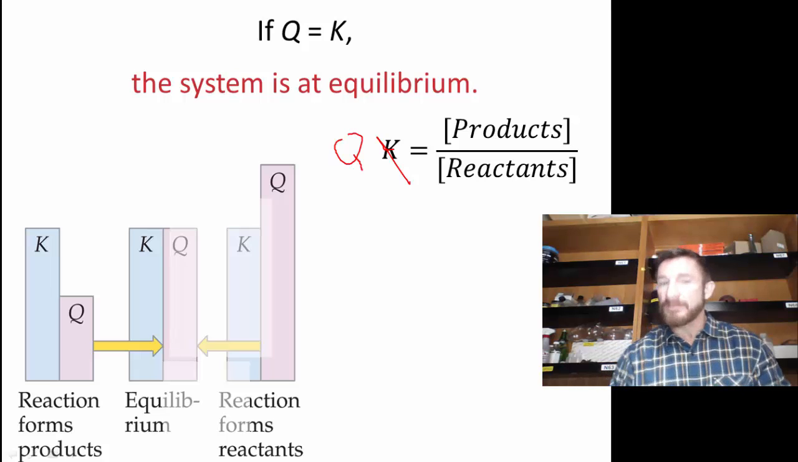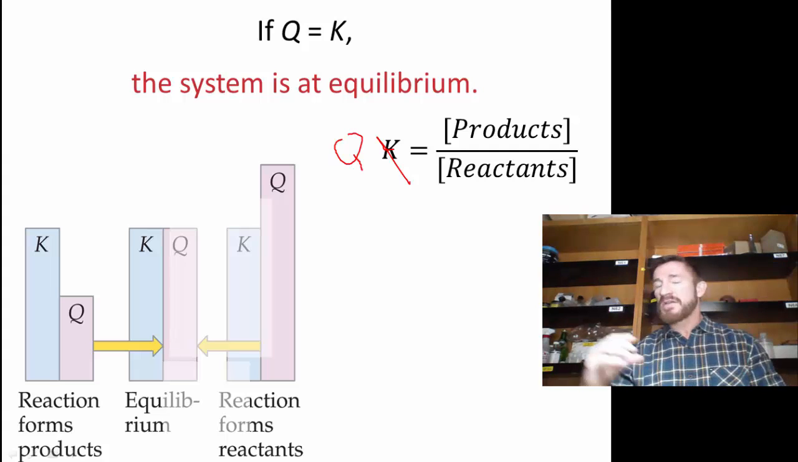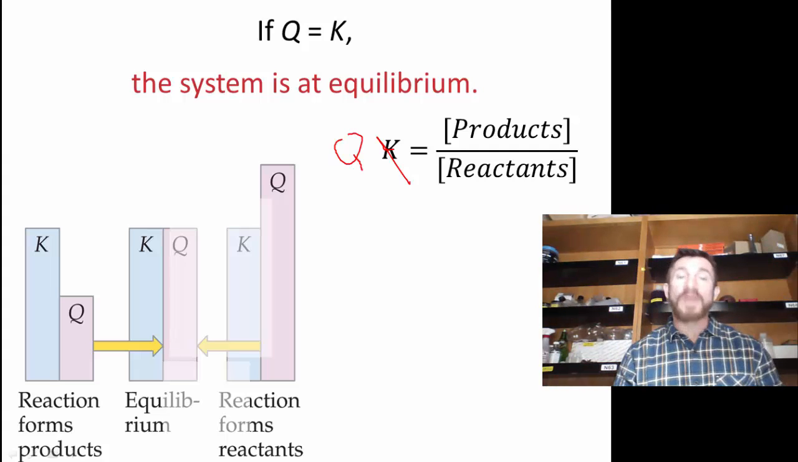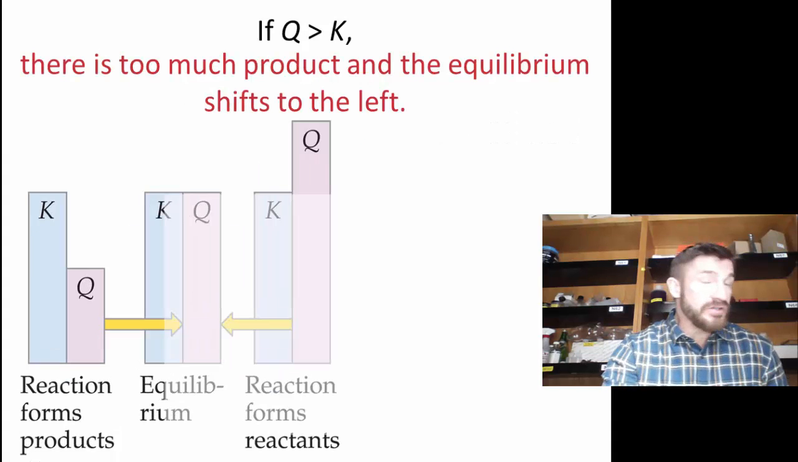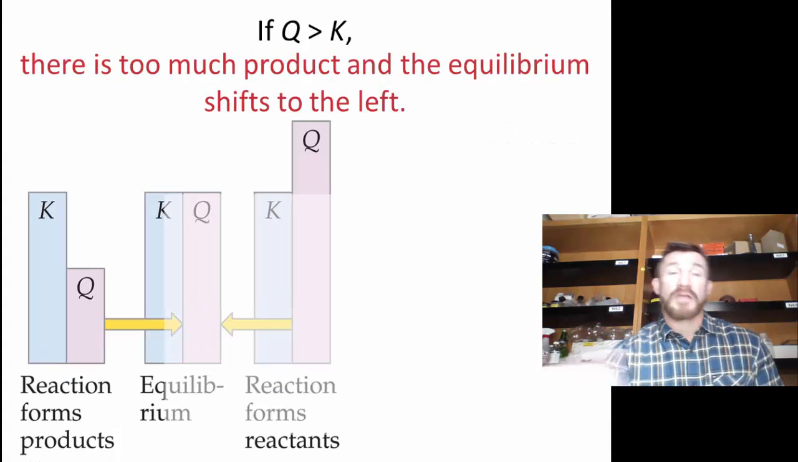Now, one thing to think about when we're saying things are equal: it doesn't mean the amounts of reactants and products are equal. It means that Q and K are equal. Now, let's look at another situation. Q is greater than K.